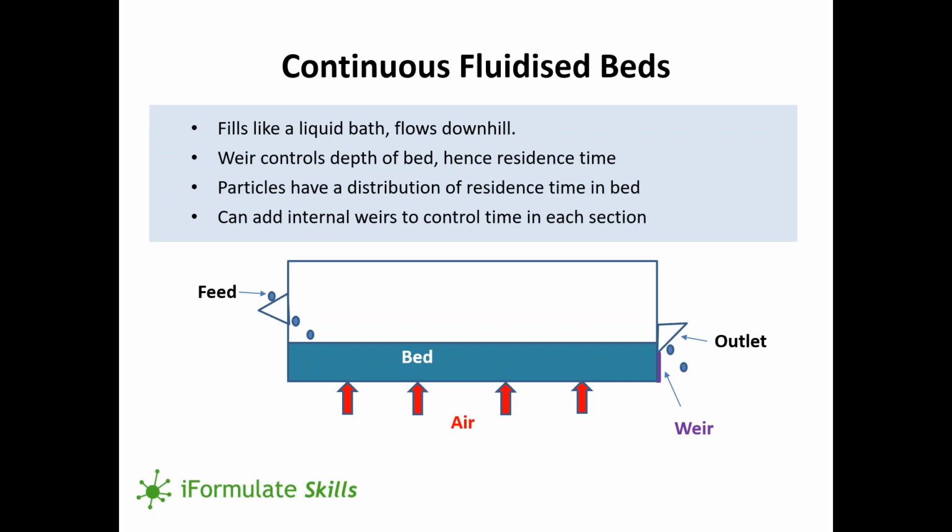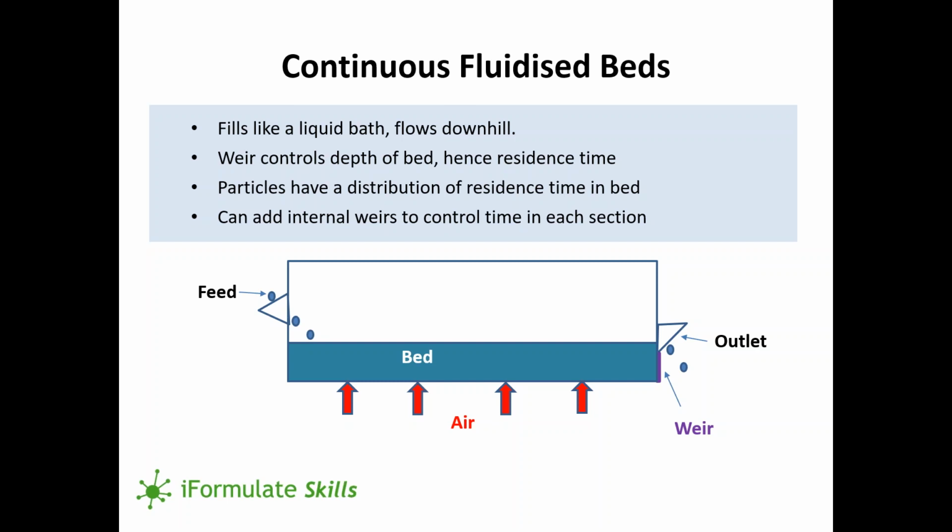On the next slide, continuous bed, very simple. Again, you've got an elongated bed here. The feed comes in on the left-hand side, falls into the bed. The particles in the bed move around, and because you've got a height difference between the feed and the exit, and because you've got a fluid type behavior, the particles move from the left, go along over the air, fluidized, and then come out at the back through the outlet. And you can control the height or depth of the bed by having a weir that you can control. And this can control then the residence time within the bed.